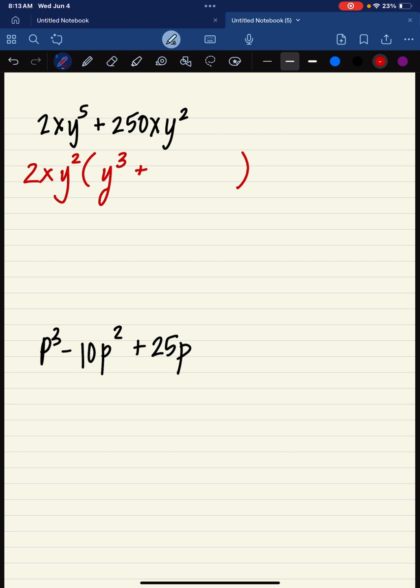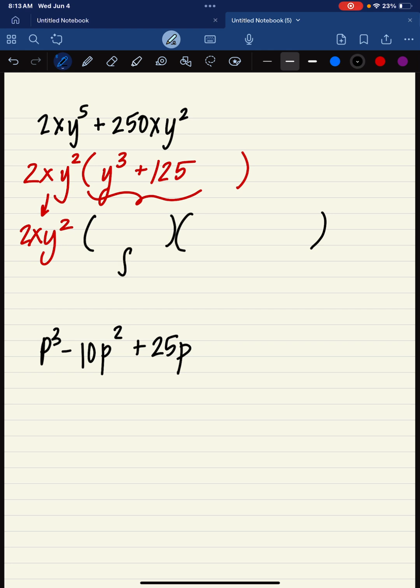Okay, so I took out the 2. So 2 times what would give me 250? That would be 125. And I took out the x and I took out the y's. So that's what's left for that one. So this is my greatest common factor. And I see what's left over here is going to be cubes.